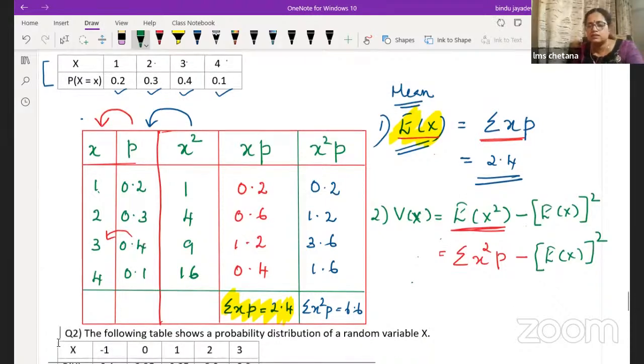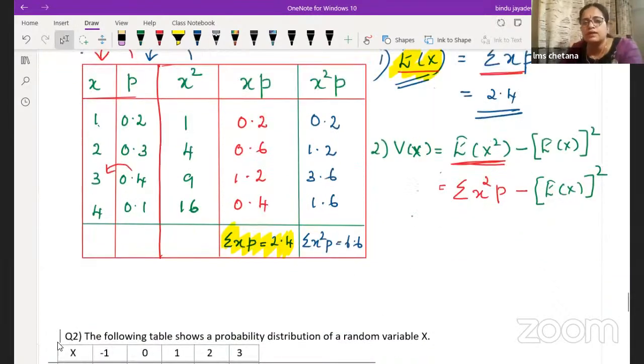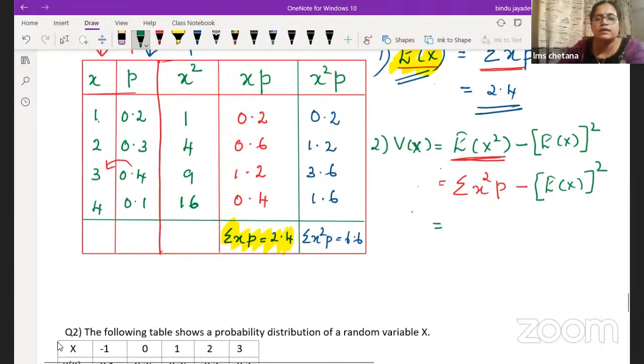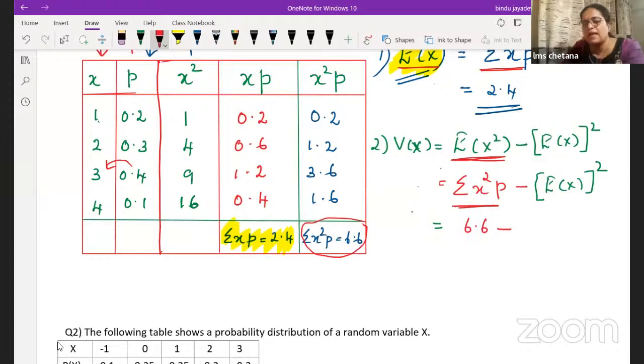I'll just create some space. Therefore, this is equal to E of x square p. What is this answer? It is here, in your second last column's total, you have sigma x square p, that is 6.6, minus. What is E of x? E of x is 2.4. The bracket is already there, that is the square. So square it and subtract from here. Your answer is ready.